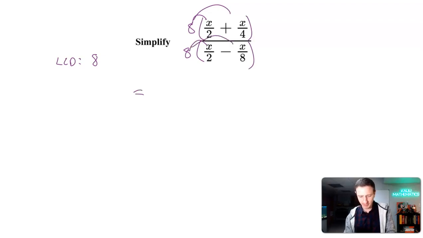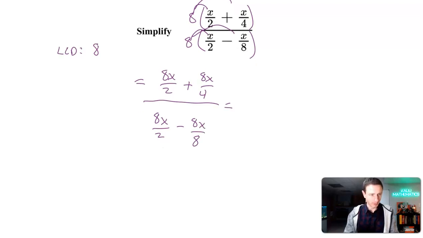So on top, I'll have 8x over 2 plus 8x over 4. And I know I could have simplified this, but I'm just showing you the steps, each step of the way. 8x over 2 minus 8x over 8. So we multiply by the 8.